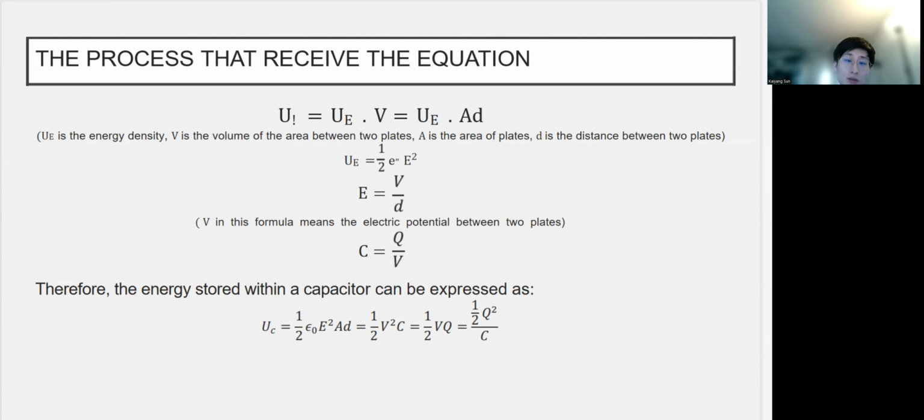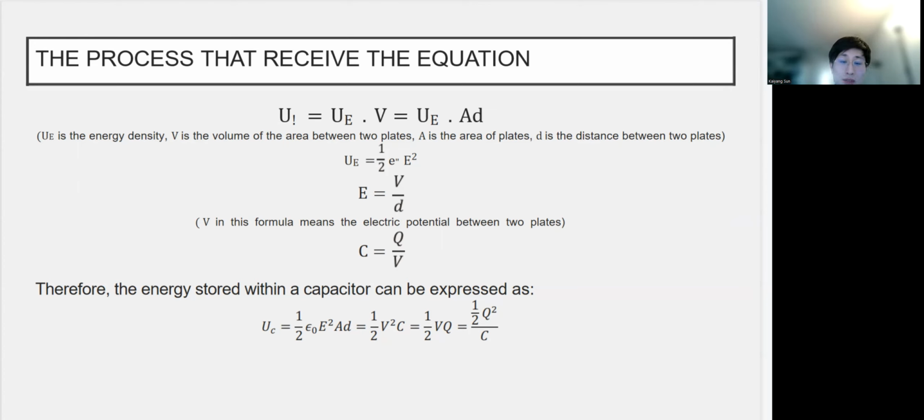U equals u_E times V equals u_E times A times D. u_E is the energy density. V is the volume of the region between two plates. A is the area of the plates. D is the distance between two plates. Then u_E equals 1/2 epsilon times E squared. E equals V divided by D. V in this formula means the electric potential difference between two plates.